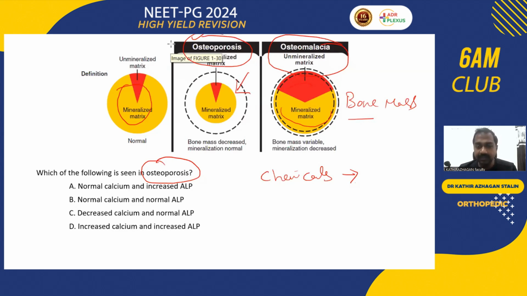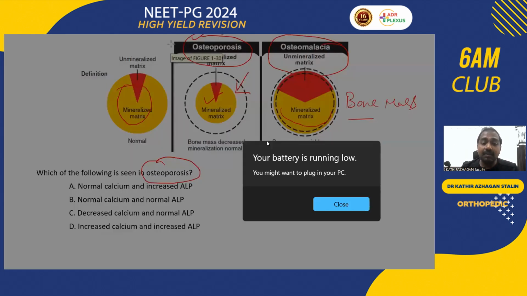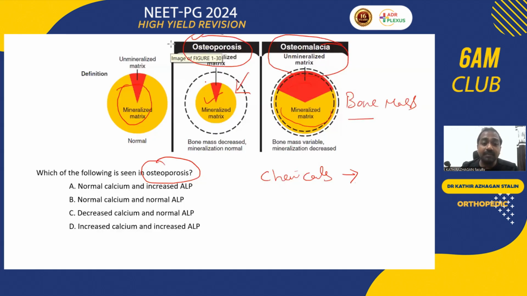Clear? So, if we supply vitamin D and calcium to these people, they are just going to achieve this, but will never become that. In order to achieve that, you need bisphosphonates or teriparatide or denosumab.